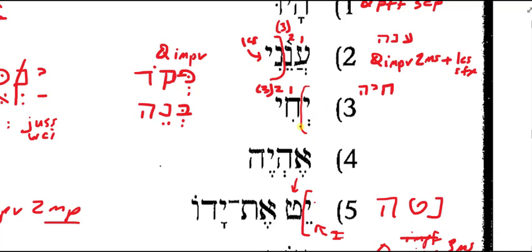What do I have with yechi? I have a situation where the 3-hey verb has apocopated the ending. Now, this is one of those forms where it's so unusual, you're going to have to learn that this is the way to parse it, and then you will be able to remember this. This is a Qal jussive 3MS, but apocopated.